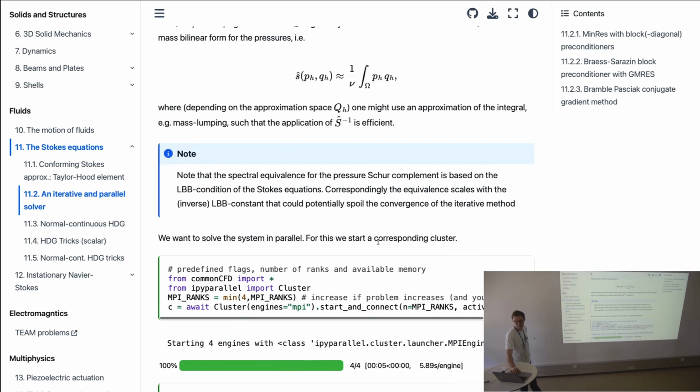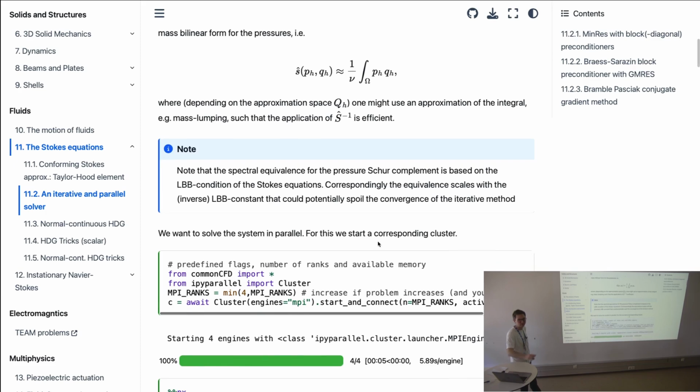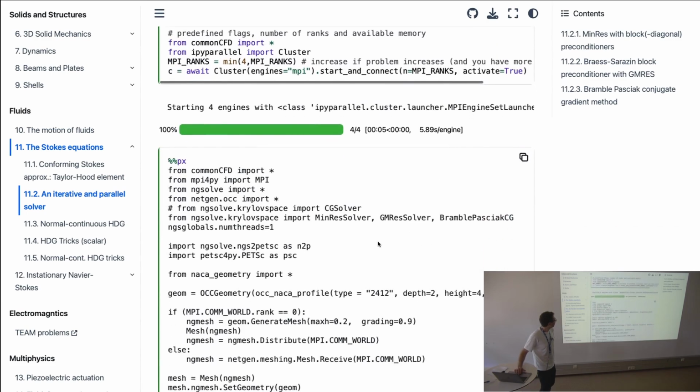No, but it will probably be seen in the number of iterations later on. But I think Joachim wants to add something. Or no? Okay. But I will come to the discretization in a moment.